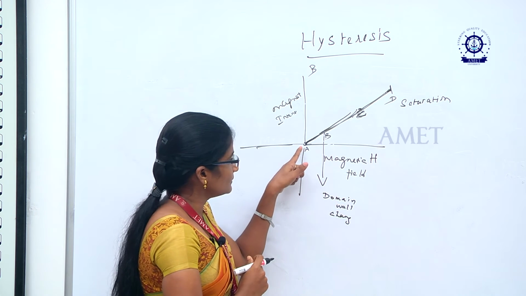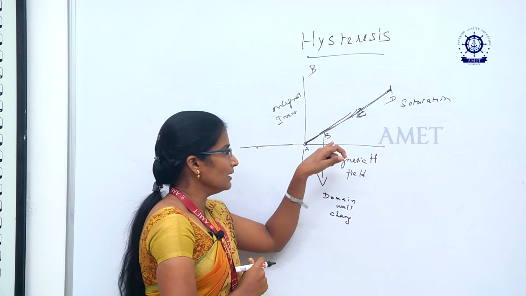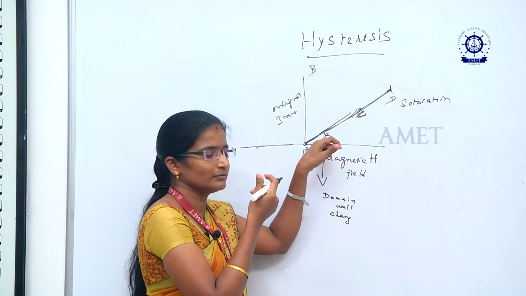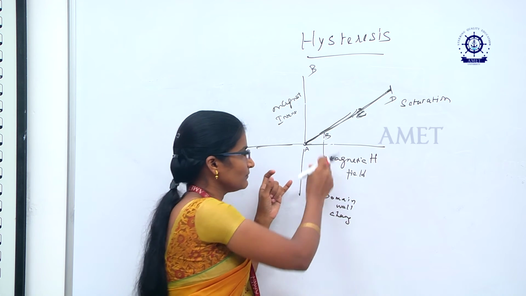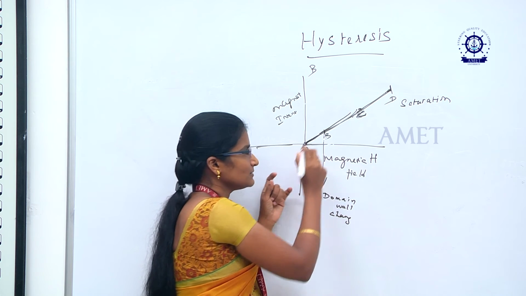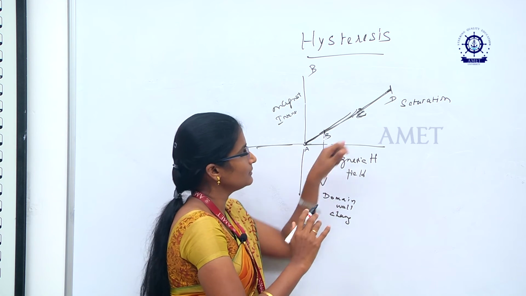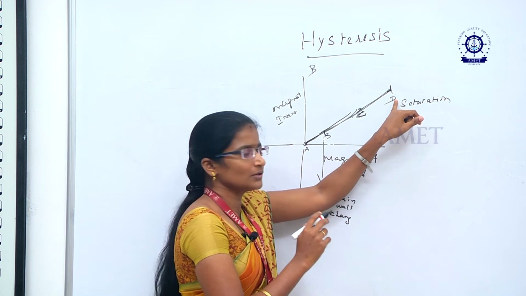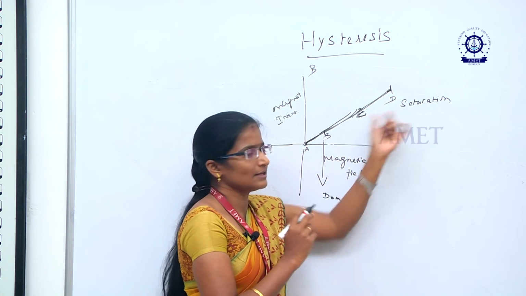In this case the magnetic field is 0. In this case it has some magnetic property. We are giving only a weak field on this material. So at the place of B it acts as a semi magnet. At the place of C it acts as a strong magnet. At the place of D it reaches the saturation point.